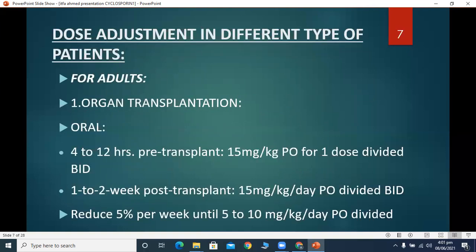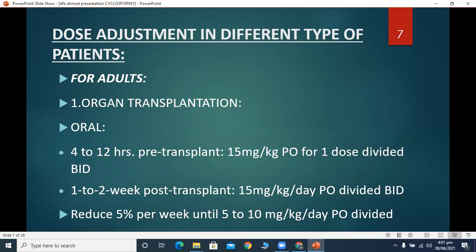Now we will discuss what dose should be given to different groups of patients, that is adults, pediatrics, geriatrics, renally impaired patients, patients with pregnancy or lactating, and other groups. First of all, we will discuss what dose adjustment should be given for adults. Now here are some scenarios in which we will adjust the dose. First, we will discuss which dose should be given in organ transplantation.